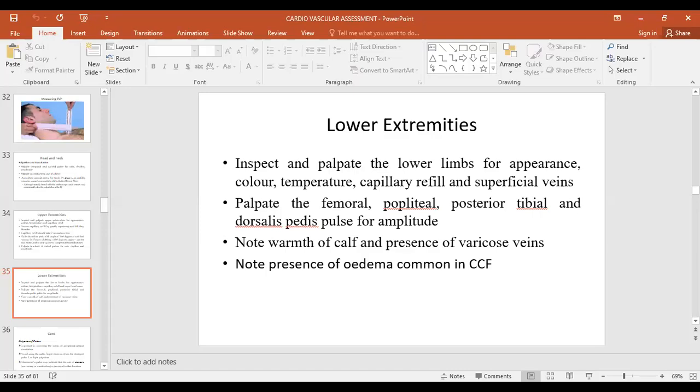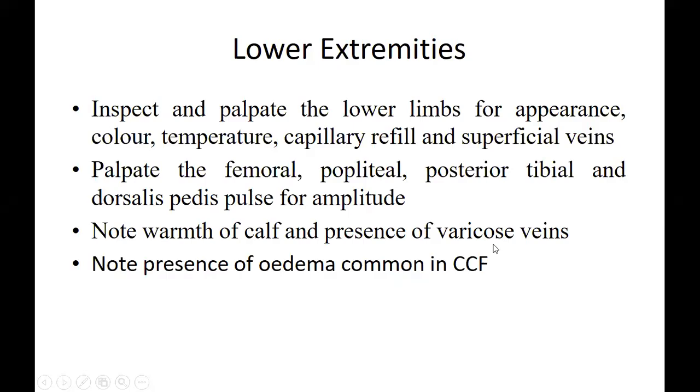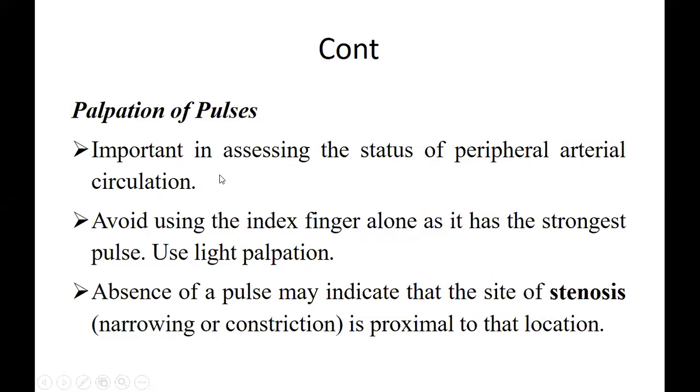Moving on with cardiovascular assessment. So we are looking at the physical examination of the cardiovascular system. You palpate pulses. It is important in assessing the status of peripheral arterial circulation. So you want to palpate the pulses. Now avoid using the index finger alone because it has the strongest pulse. It has its own pulse. So you may be feeling your own pulse that will interfere with what you're feeling on the patient. You also have to use light palpation as you palpate these pulses.